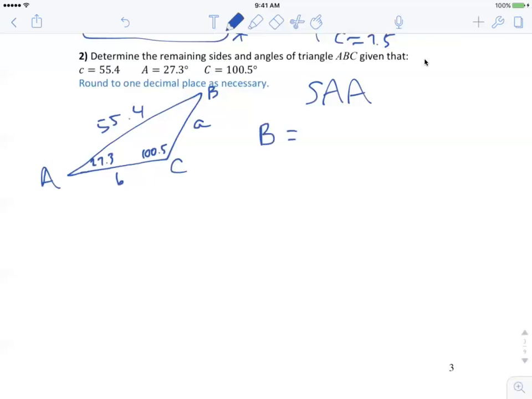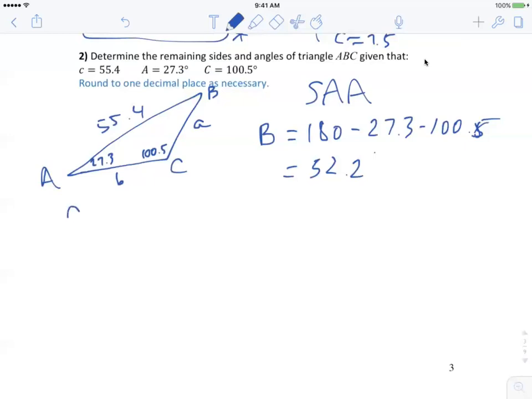Right. B is going to be 180 minus the other two angles. Use the 180 rule. Okay, so I'm just doing the easiest one first. Right, knock out that angle, and that's 52.2. And then jump to a law of sines. Let's see. The one ratio that I'm given is the C. So let's go and find that A first, right?